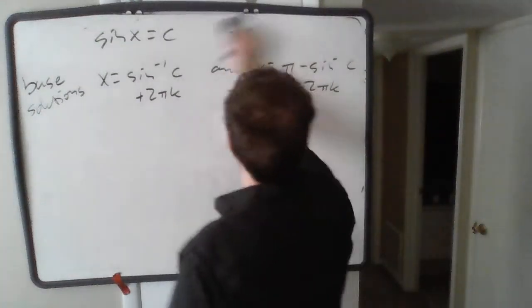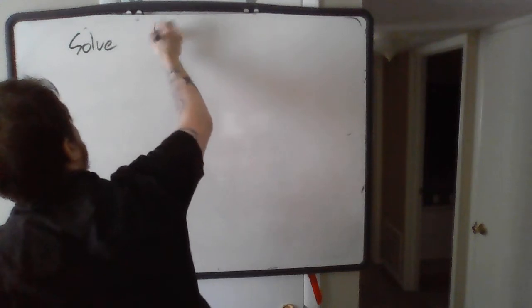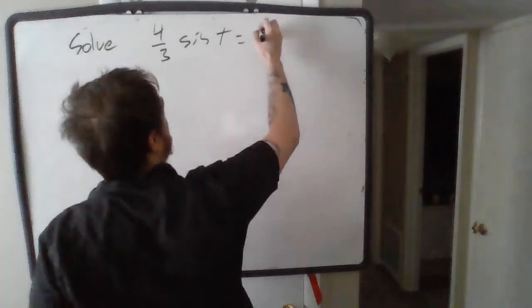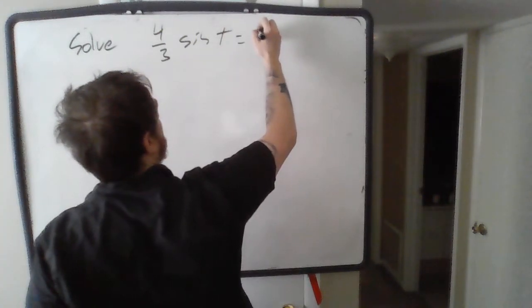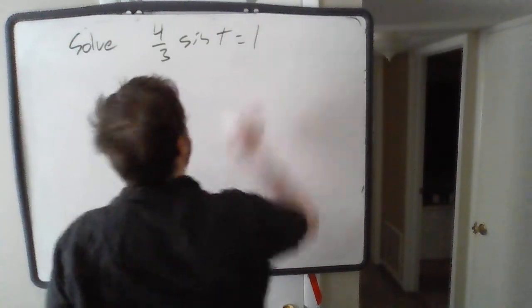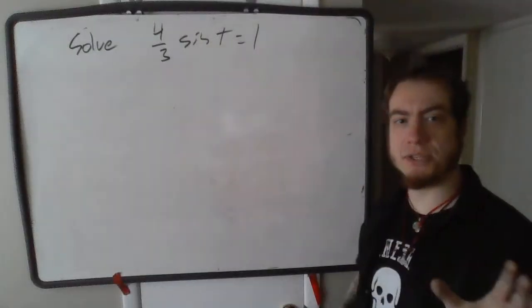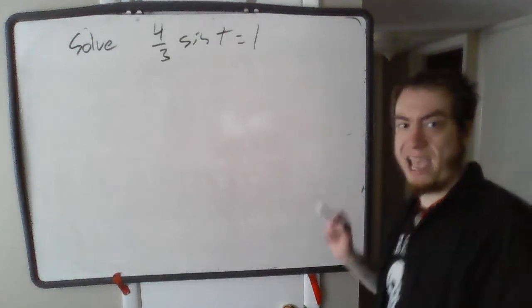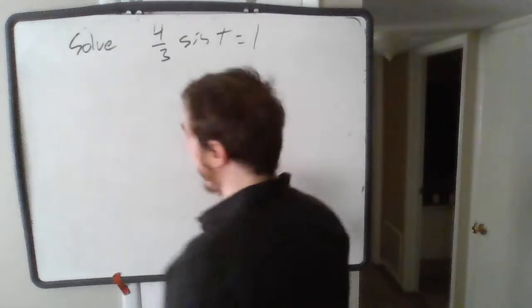So let's see if you guys can figure out this problem. I want you to take a minute and see if you can solve 4/3 sine t is equal to, let's say, 1, just for this particular problem. So pause this for a minute, try to work this out, and then we'll take a look at how you can actually do this problem.